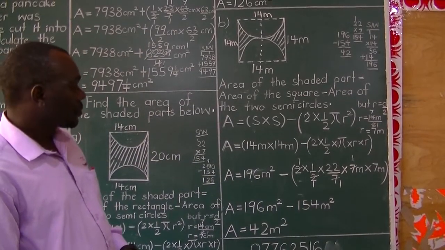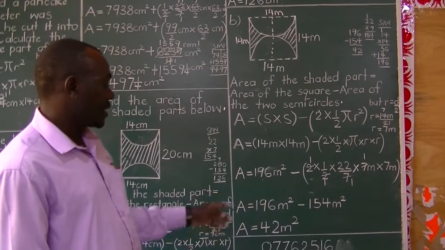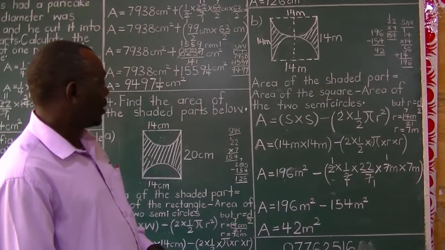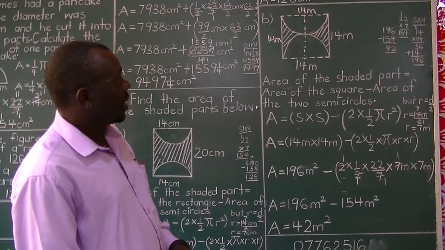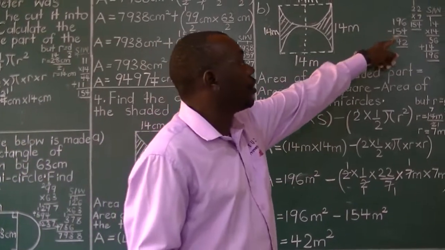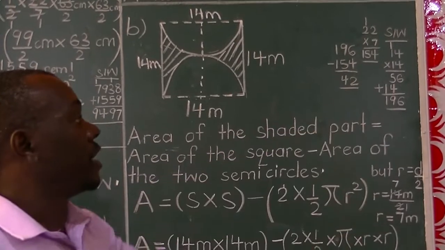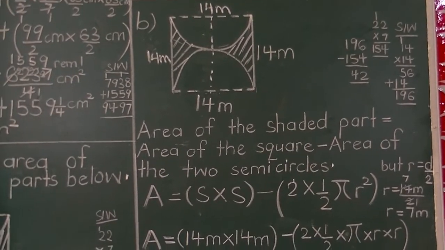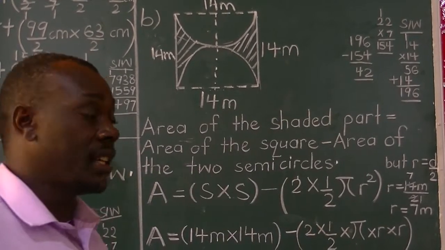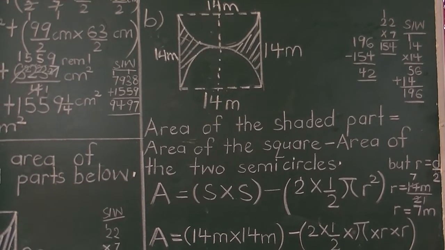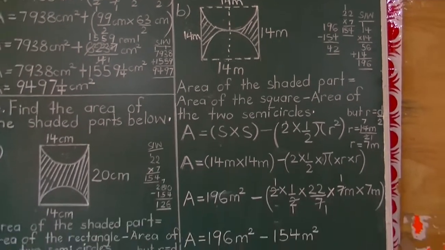And therefore, we subtract actually. You get 196 minus 154, where 6 minus 4 you get 2, and 9 minus 5 gets 4. 1 minus 1 is a 0, which 0 must never be leading any number. So now the area of the shaded part is 42 meters squared.